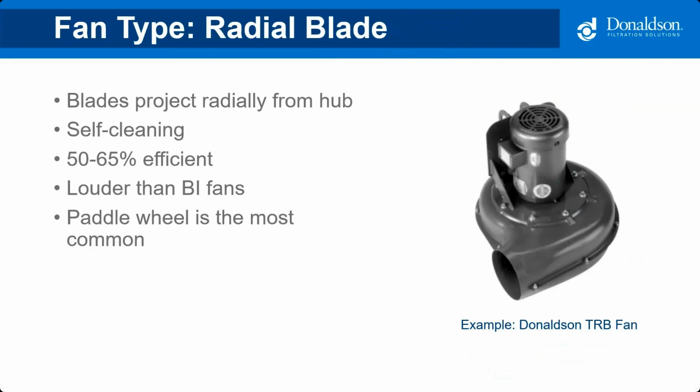The other common type of fan used for laser cutting systems is a radial blade style fan. So this fan is less efficient and louder and typically has a paddle style wheel. In general, for our larger dust collectors that are requiring more airflow, we would be using a backward inclined fan. But a radial blade fan, which you're looking at here, is most often selected because it is more cost effective and designed for smaller systems.